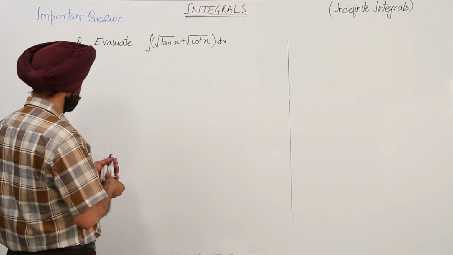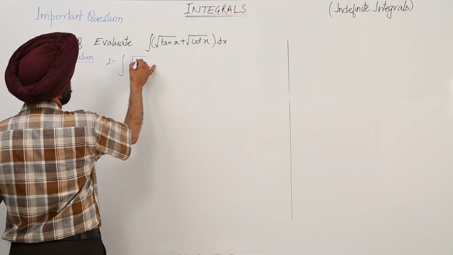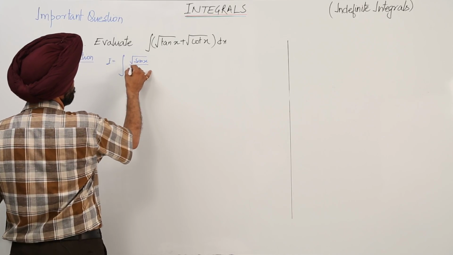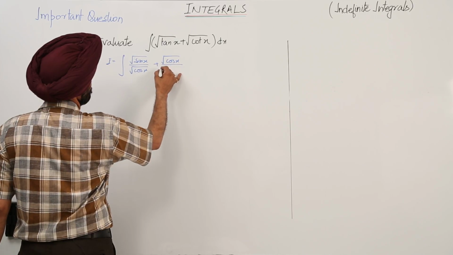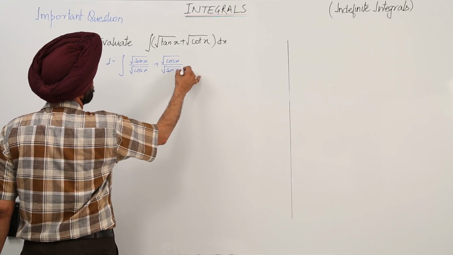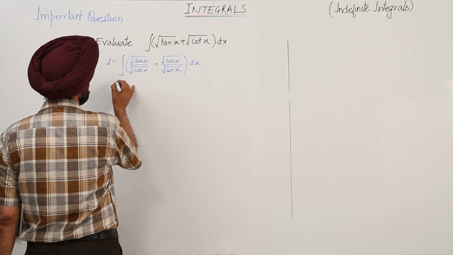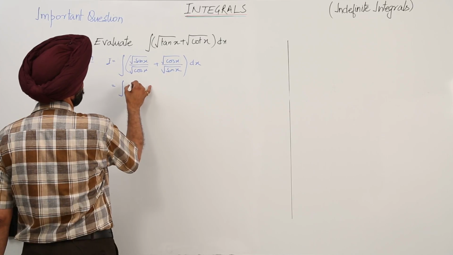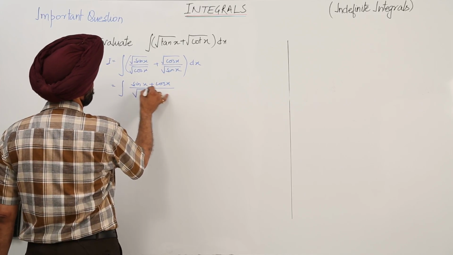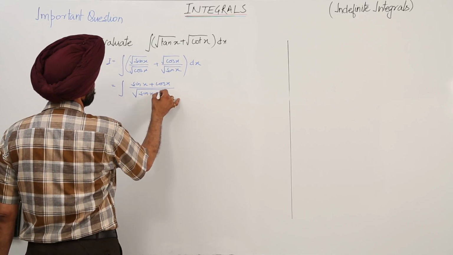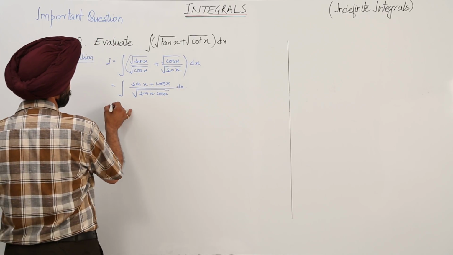Now here the question is integration of (sin x plus cos x) upon the square root of sin x cos x, dx. Okay, the square root covers all the terms. Now multiplying and dividing by root 2.